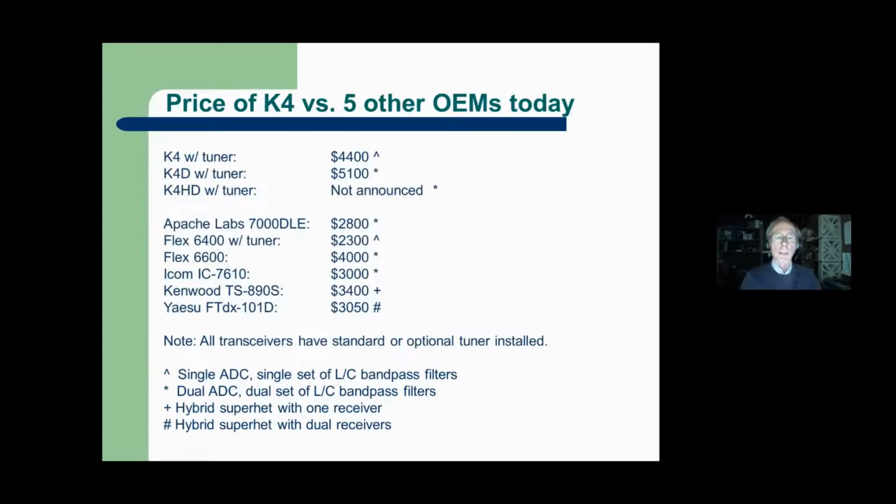What is a little surprising is the price differential. I added the tuner to the few that didn't have a tuner, so the K4, that's an option. The Flex 6400, that's an option, but most have a tuner built in. So to make this apples to apples, you can see in all the other brands there, Apache, Flex, ICOM, Kenwood, and Yaesu, the $3,000 range, plus or minus some, is kind of the sweet spot today for a high performance, full performance radio.